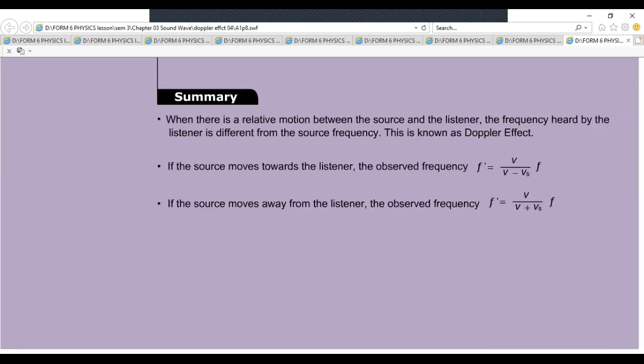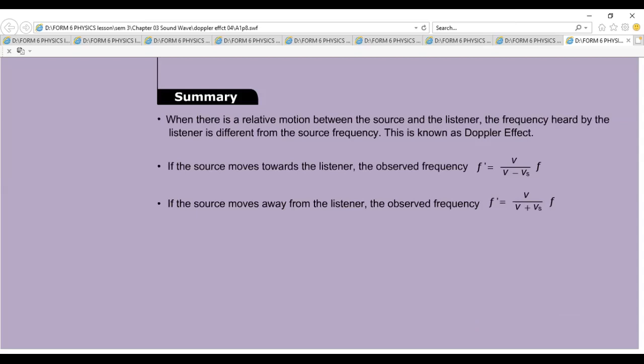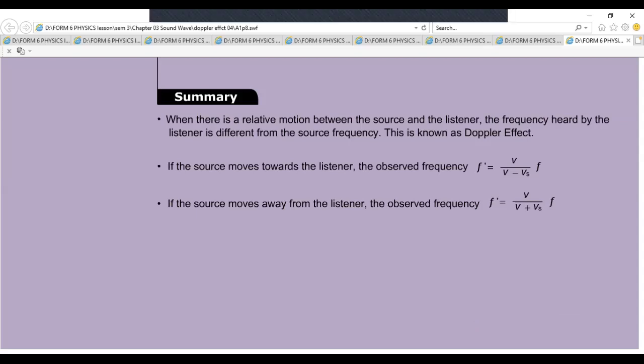Summary. When there is a relative motion between the source and the listener, the frequency heard by the listener is different from the source frequency. This is known as the Doppler effect. If the source moves towards the listener, the observed frequency f prime will equal V over V minus Vs times f. That means the frequency heard by the observer is V, the speed of the sound, over the speed of the sound minus the speed of the source, the speed of the car, times the original frequency of the sound.